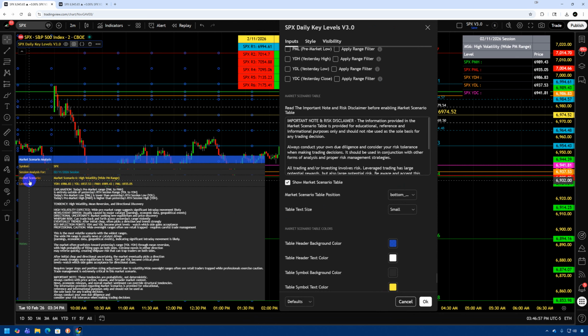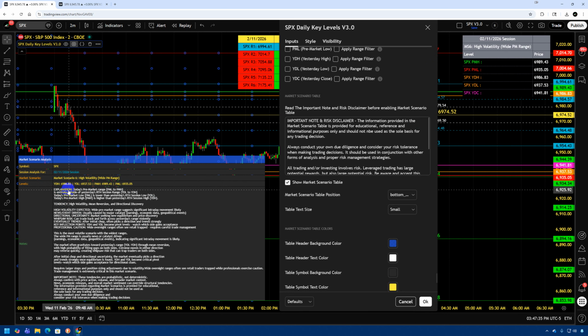with the date, market scenario 6, high volatility, wide PM range, which is wide pre-market range. We have the levels here. For those of you wondering why the levels don't show up with the same individual colors here, that is a limitation in Pine Script coding for tables. You cannot automatically have a flow through of the level colors to here. They have to be one color in a section on the table.